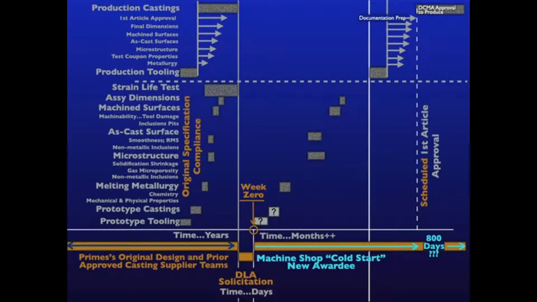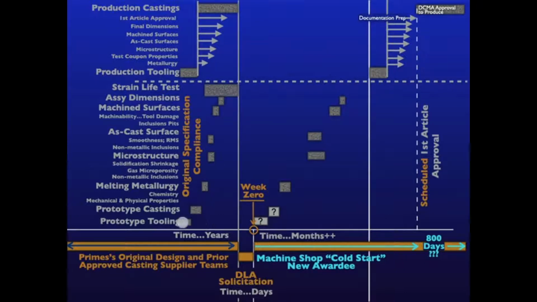Here's a Gantt chart showing the steps necessary to produce a typical cast part. Notice in the bottom left of the first column there, you see the engineering and manufacturing steps and a notional time schedule for a prime or OEM. The manufacturing time for these legacy parts, from prototyping tooling and castings through development of the production tooling and first article approval, was many times in years.